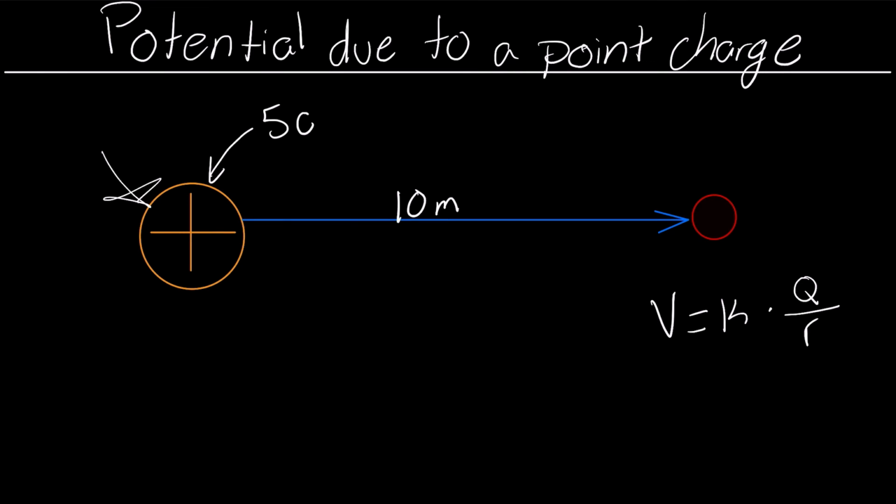Now, just to remember, the electric constant, the K that we're talking about right over here, is actually 8.9 something, but most of the time we refer to it as 9 times 10 to the ninth, and this is newtons meters squared over coulombs squared.